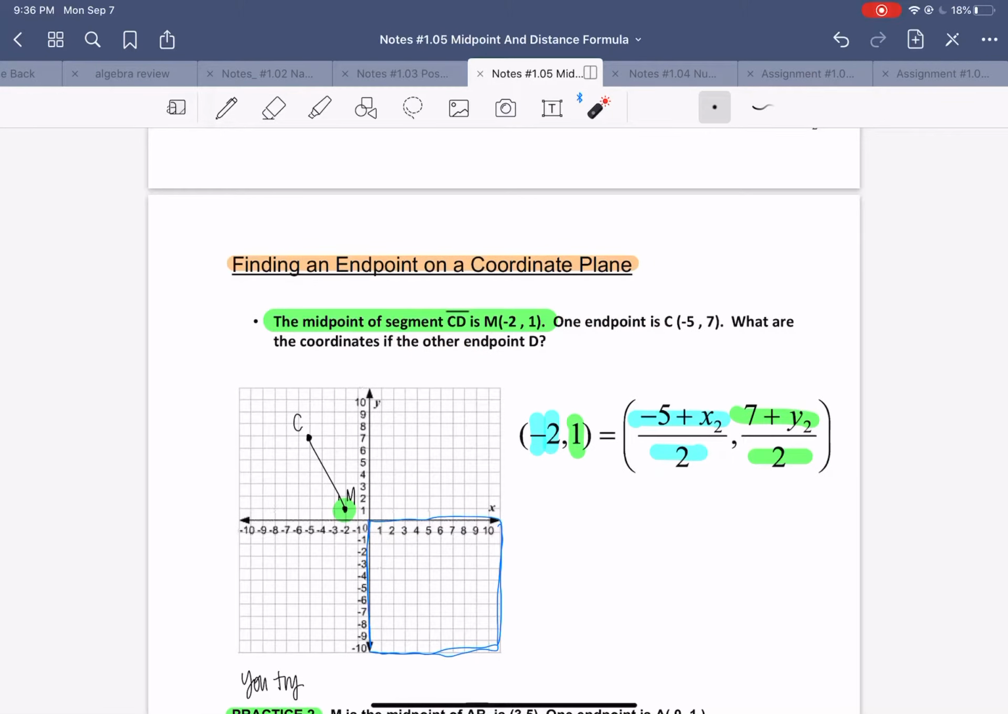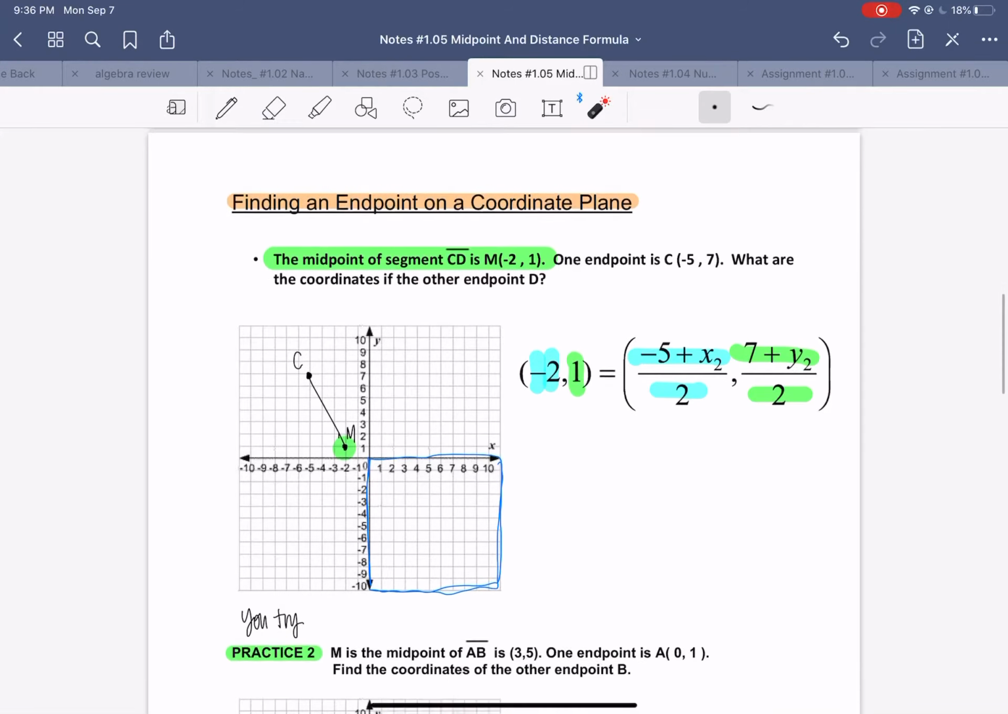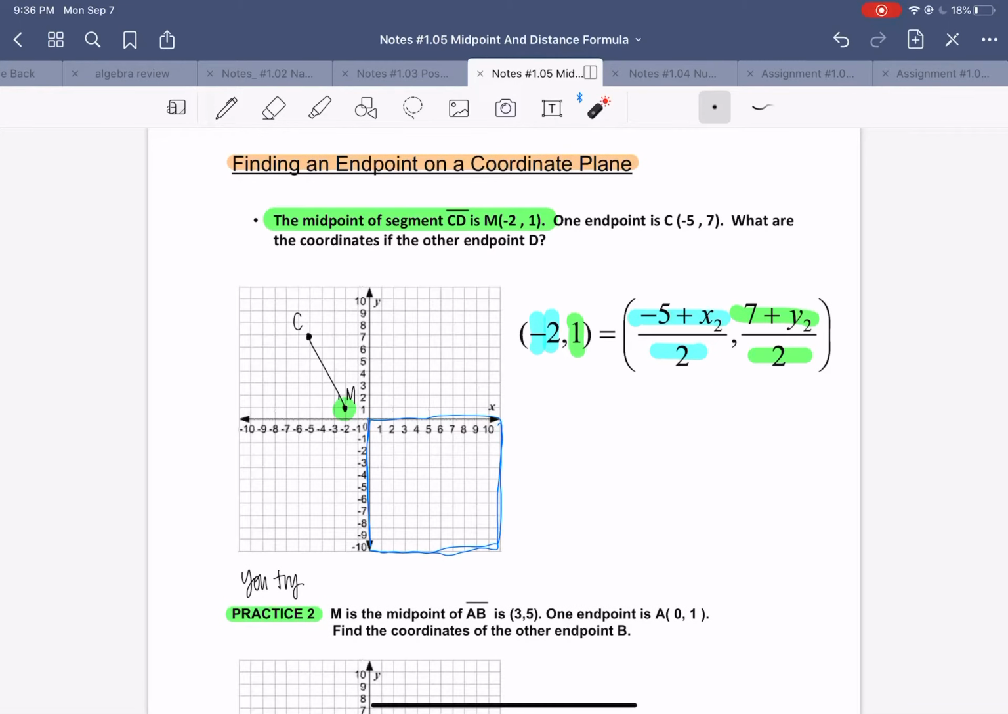So because we already have our midpoint, that's going to be on one side of the equation. We then plug in what we know. Right now we know that C is our X1 and our Y1. I like to label the midpoint as XM and YM, so you might see that sometimes from me. So you're going to use the formula as normal.